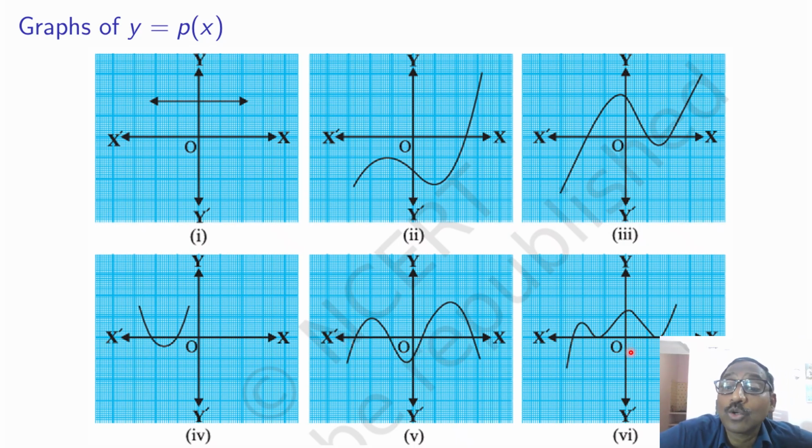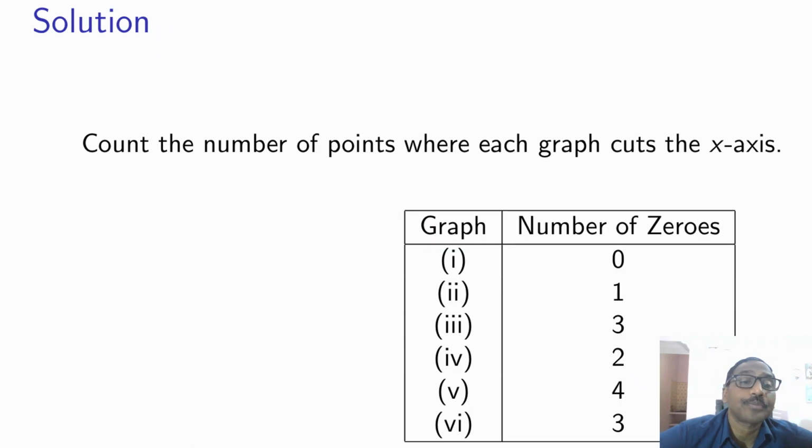Now coming to the next one. How many times is the given curve intersecting the x-axis? 1, 2, 3. At 3 points the given curve intersects the x-axis. That's why the given curve is having 3 zeros. Go to the next slide. Solution: the same thing is here, the number of zeros we have written.